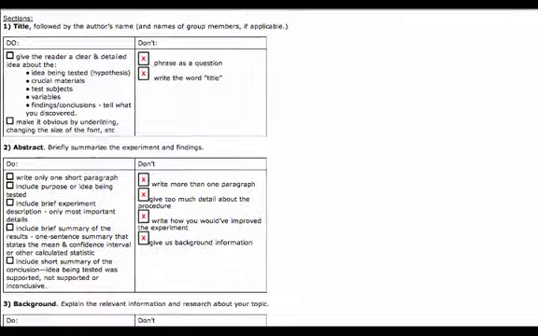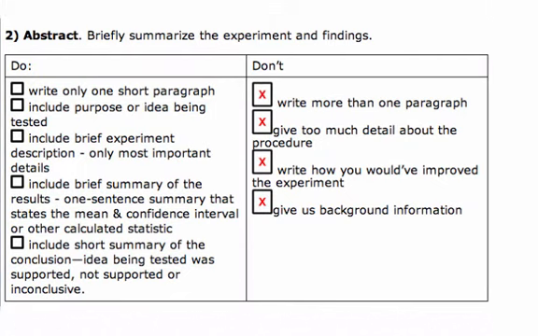Now let's go to the abstract. The abstract gives a reader almost all of the information that they need to know in a snapshot before they decide whether or not they should read the entire report. So it's just one paragraph long, and you're basically knocking out a few quick things: the idea being tested, an overview of the procedure, an overview of your results, and what you concluded.